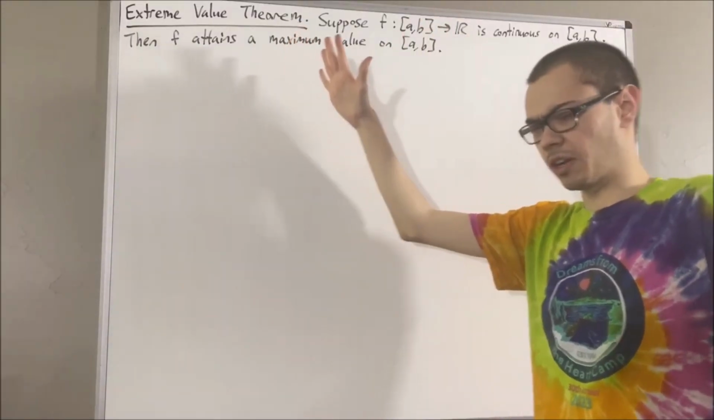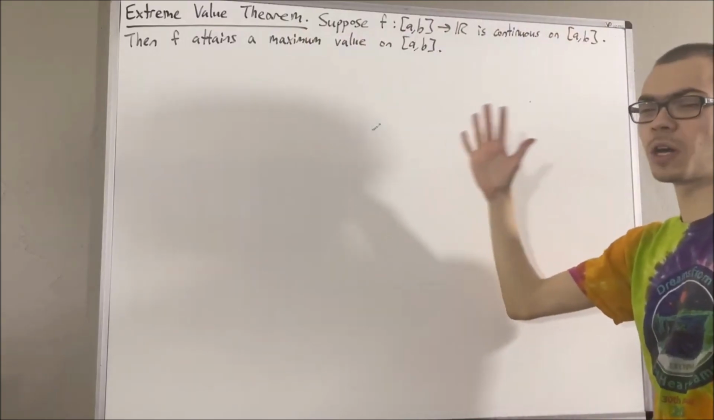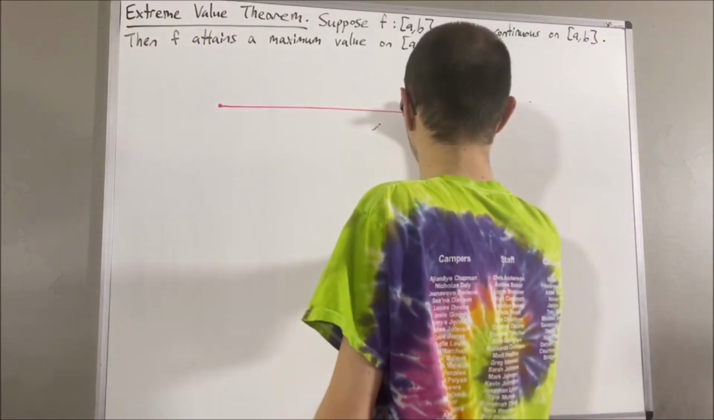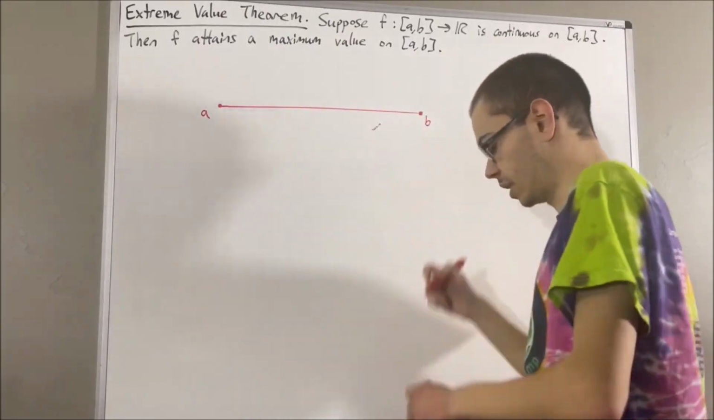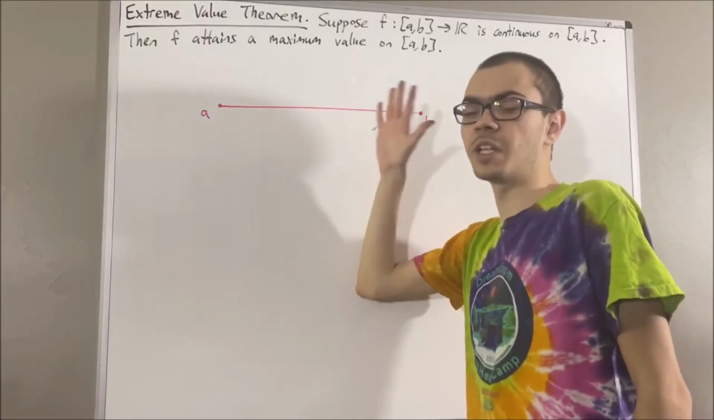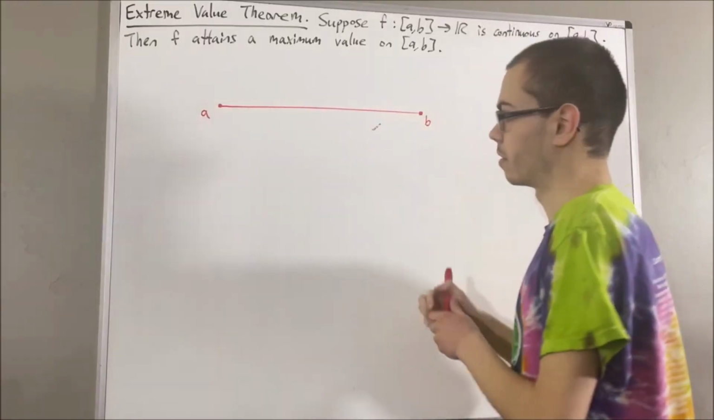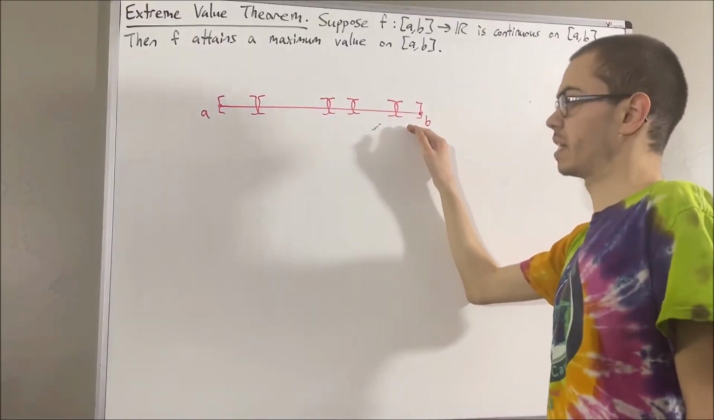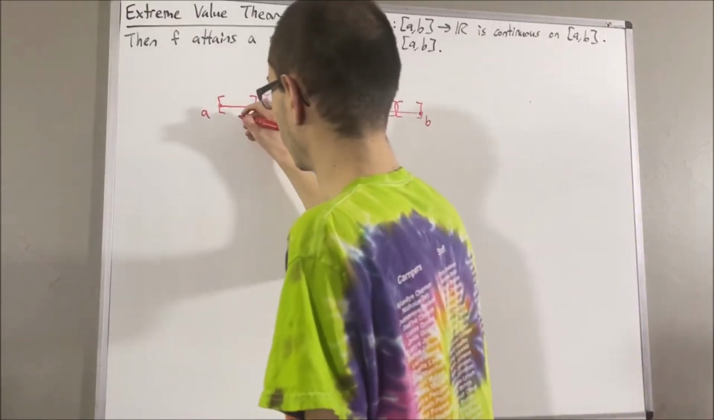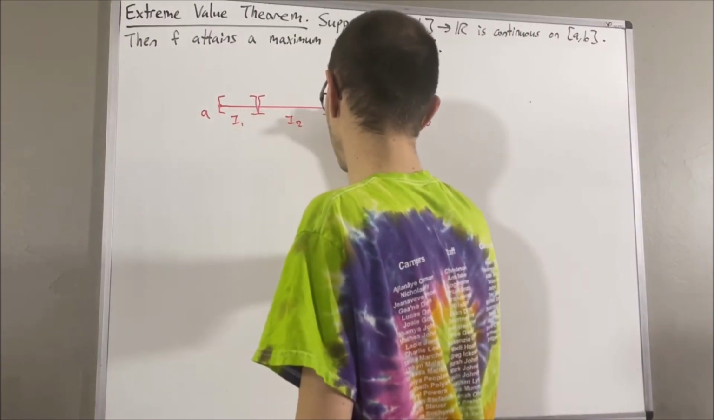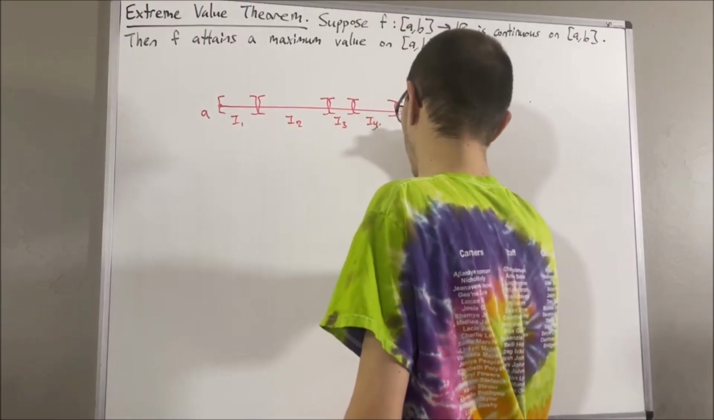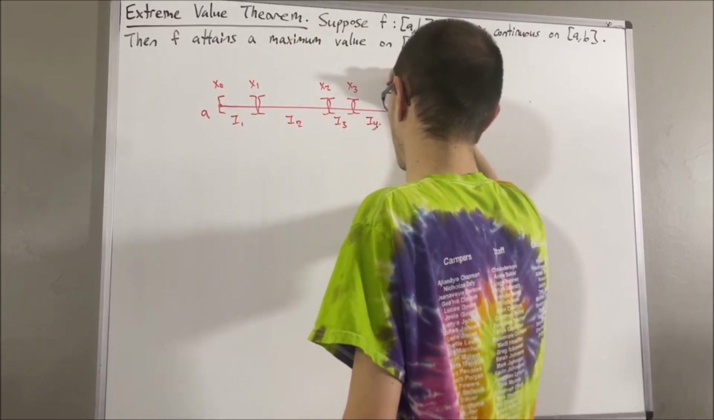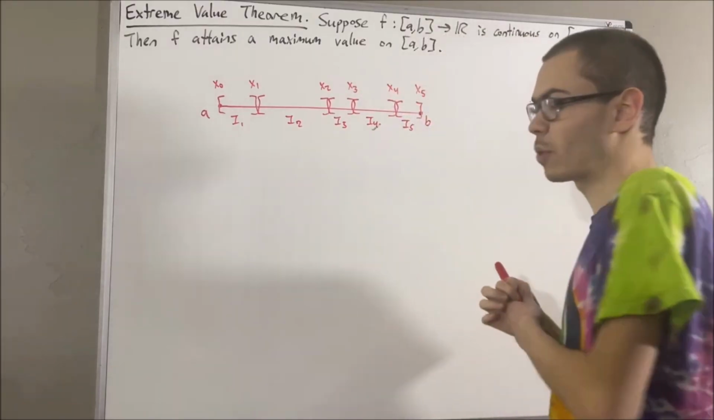So, in proving this theorem, we're going to use the concept of partitions of an interval. So if we consider our closed interval [a, b], well then a partition of [a, b] is a collection of non-overlapping closed intervals whose union is [a, b]. So this collection of closed intervals would be an example of a partition of [a, b]. And we might label these closed intervals I1, I2, and so on. And we might label the endpoints of these intervals x0, x1, x2, and so on. So that's what a partition is.